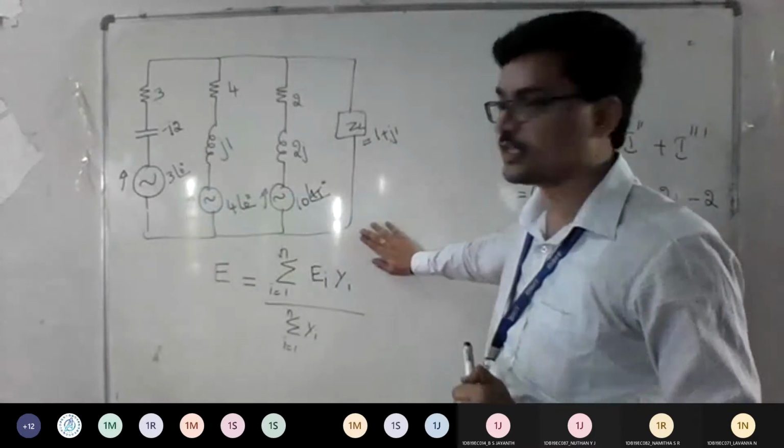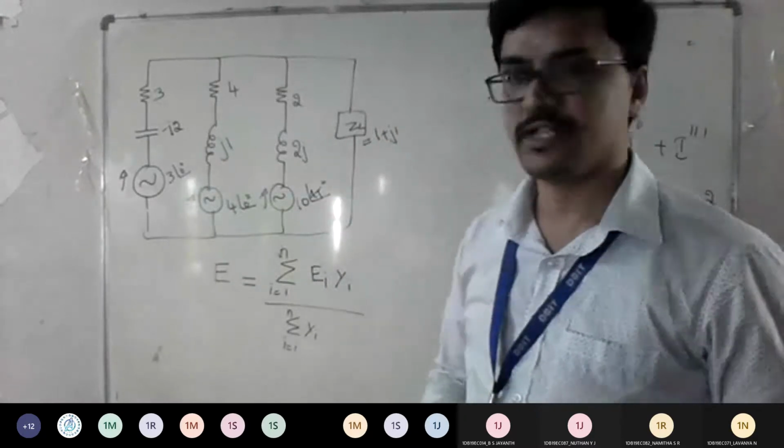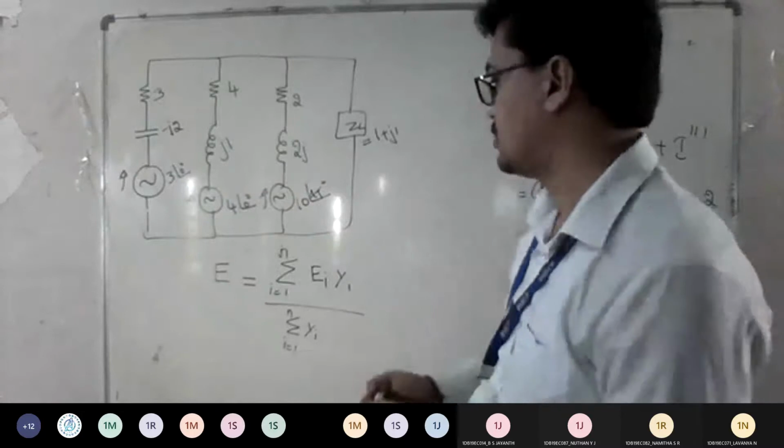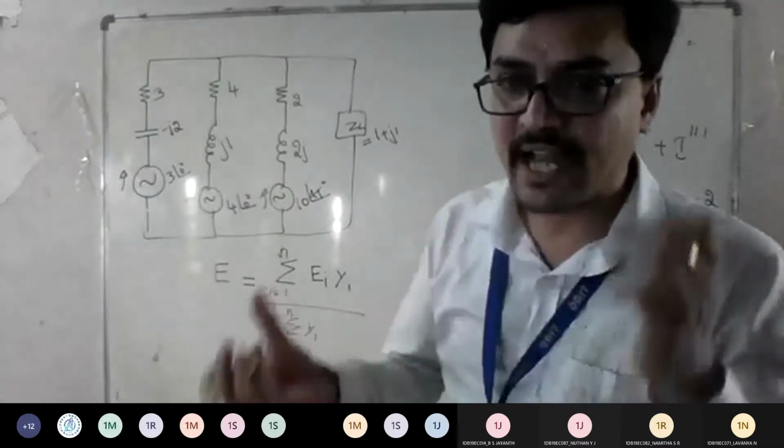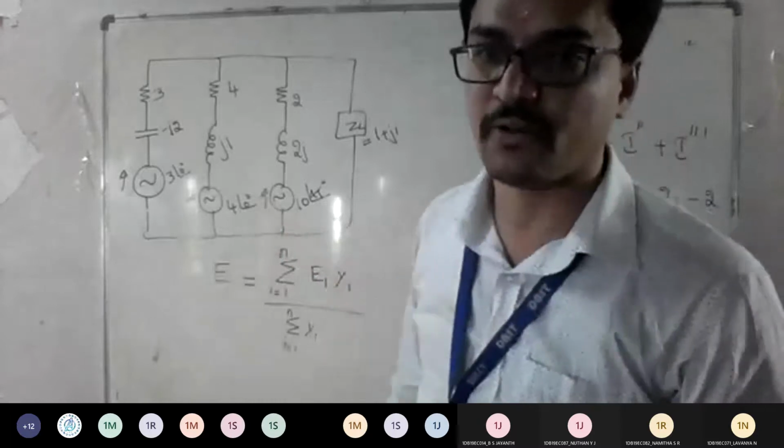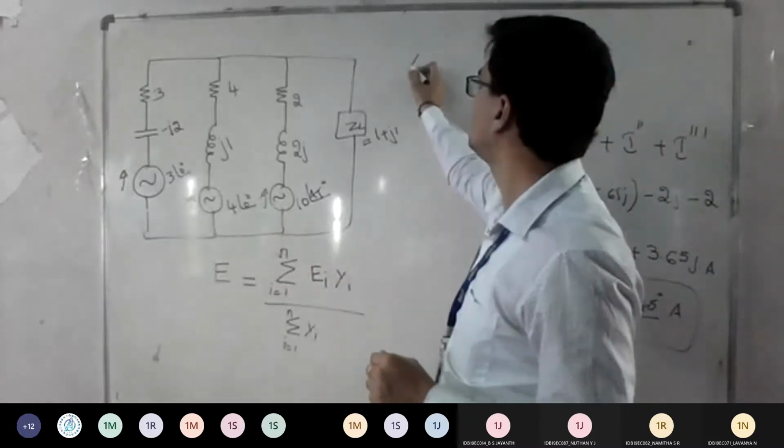So just apply this logic to this and get me the answer. You just need to substitute the values. Before that, try to write Y1, Y2, Y3 separately. If you get the answer and dump it in this formula, it will be easier for you. Okay. So what is Y1 here?